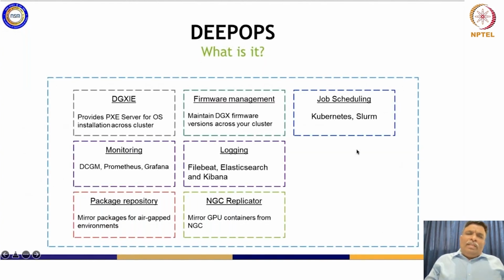Now there are so many things which DeepOps can do. So it can do the job scheduling using Kubernetes, Slurm. You can maintain the firmware of the DGX. You can do monitoring using DCGM and Prometheus and Grafana. So we will see this actually today, monitoring. And then you can do Filebeat, Elasticsearch, and all of this as to how do you log. Then you can maintain and manage various packages, okay, so on and so forth.